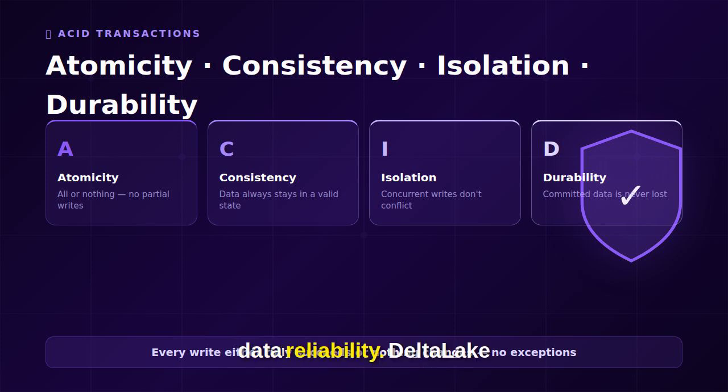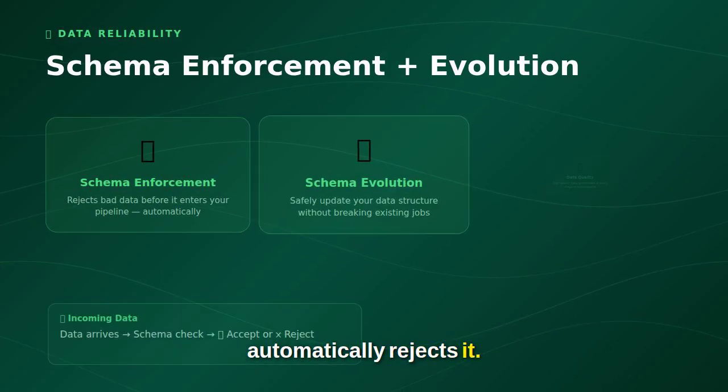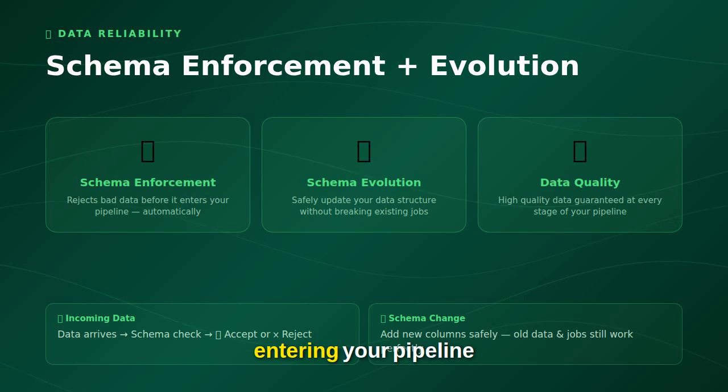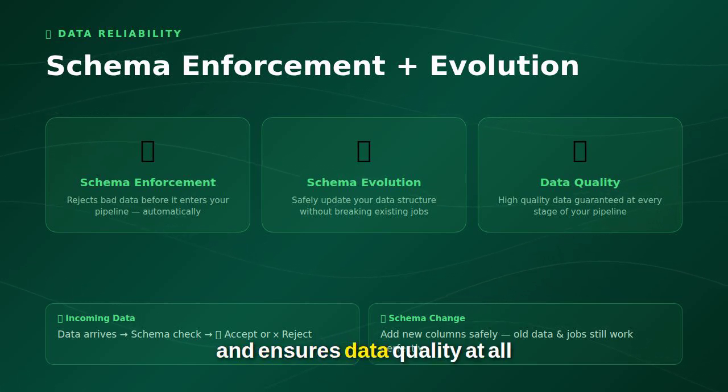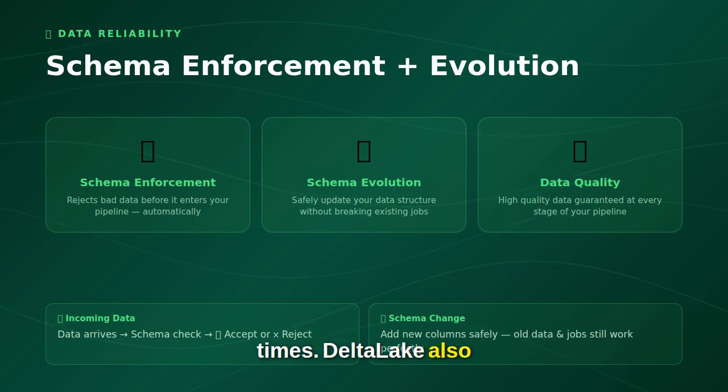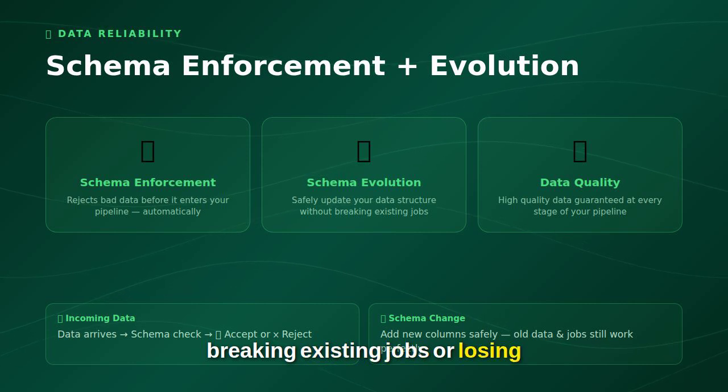Next, data reliability. Delta Lake enforces schema on write. This means it checks the structure of your data before writing it. If the incoming data does not match the expected schema, Delta Lake automatically rejects it. This prevents bad data from entering your pipeline and ensures data quality at all times. Delta Lake also supports Schema Evolution. If your data structure changes over time, you can update the schema safely without breaking existing jobs or losing historical data.